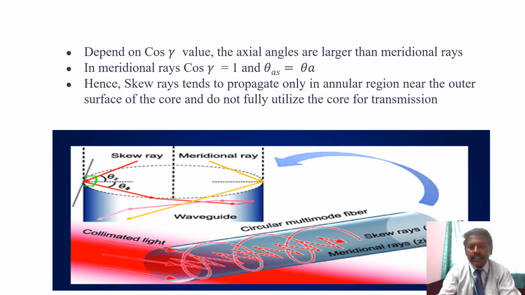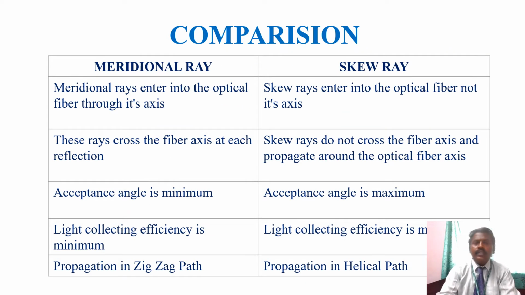Okay, so this is a diagram. You can see the movement of this skew ray inside a core; unlike our meridional ray, it follows a helical path. Then what is the main comparison between meridional ray and skew ray? A meridional ray enters the optical fiber through its axis, so axis transmission. But the skew ray enters the optical fiber not along its axis. The second important comparison is that the meridional ray crosses the fiber axis at each reflection, but the skew ray does not cross the fiber axis and propagates around the optical fiber axis.